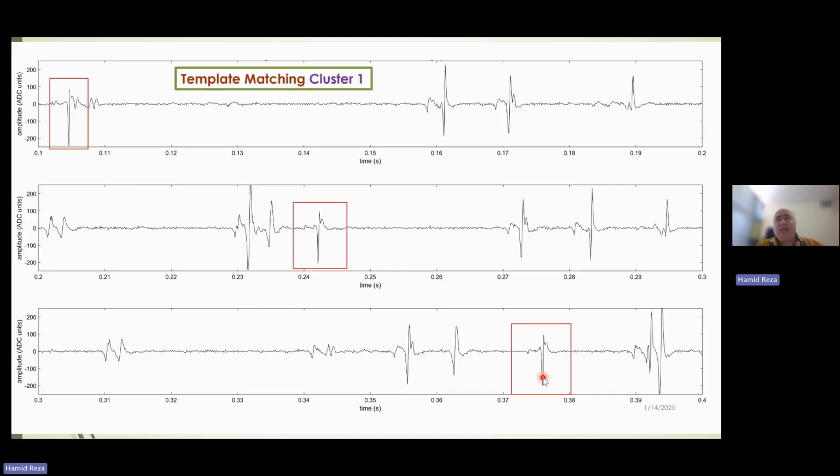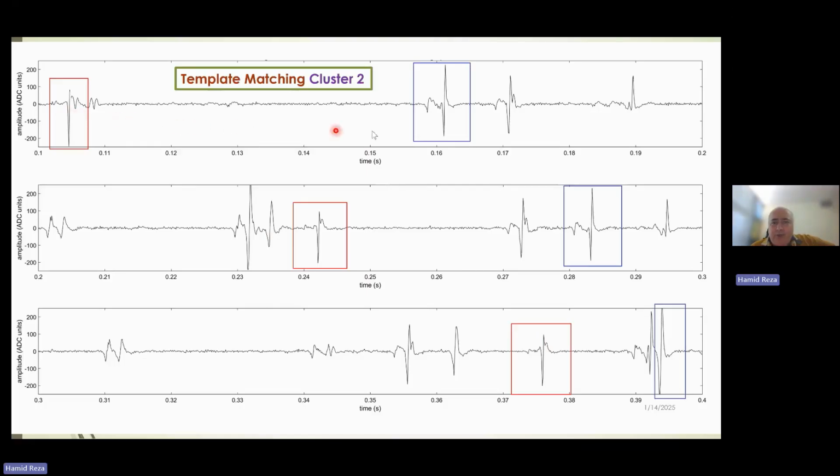Let's say considering the minimum firing rate of 5 Hertz. Okay, so I need to have at least 5 of them in a 1 second signal. So I slide this window through the signal and I try to locate them, and I make them one cluster. Okay, so it's cluster 1, which is the red one.